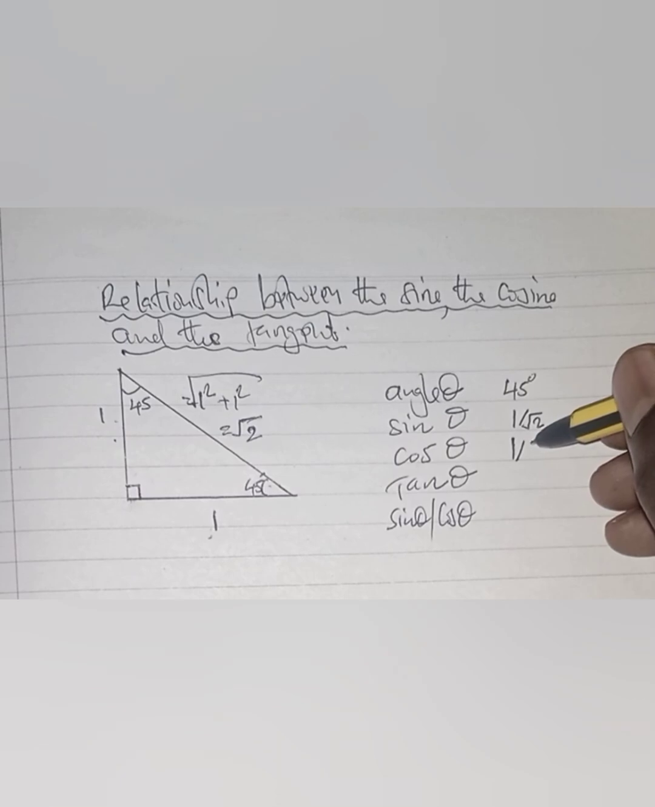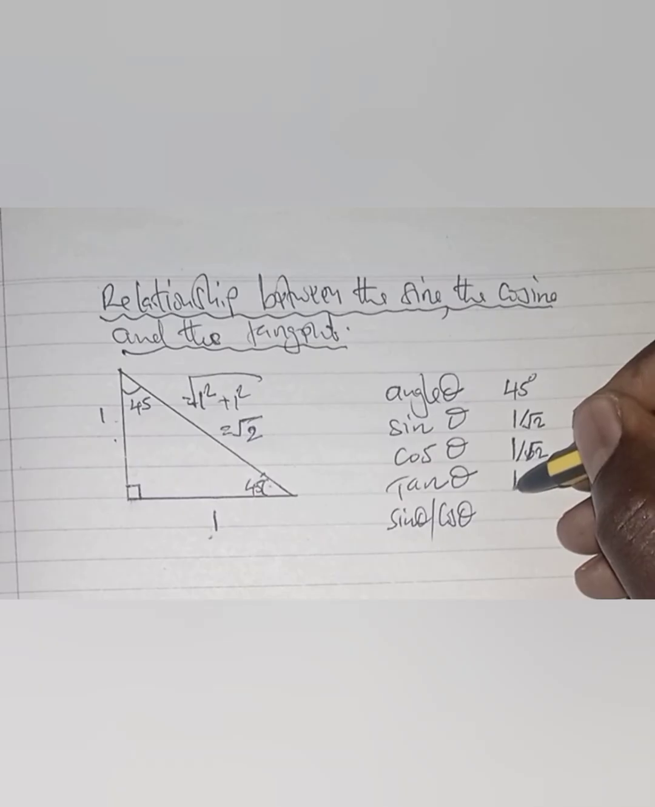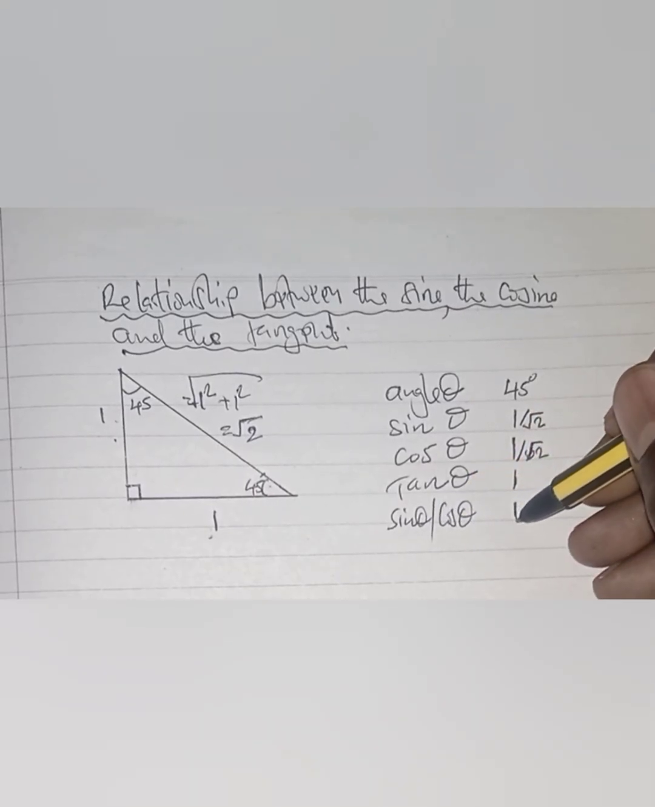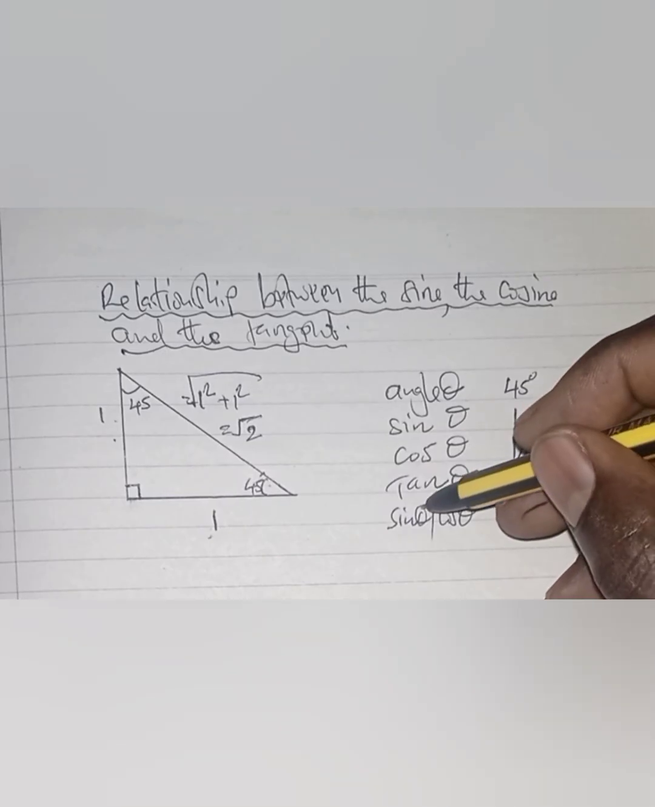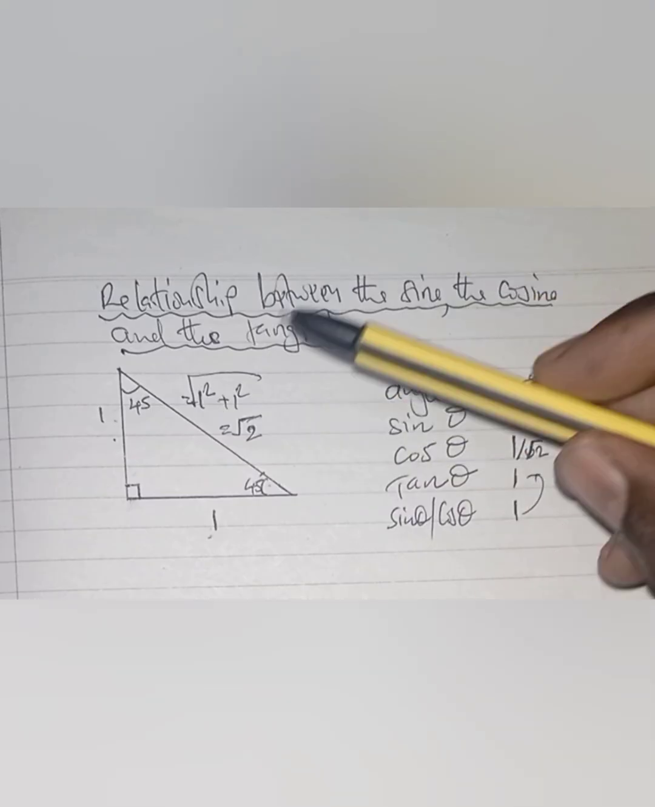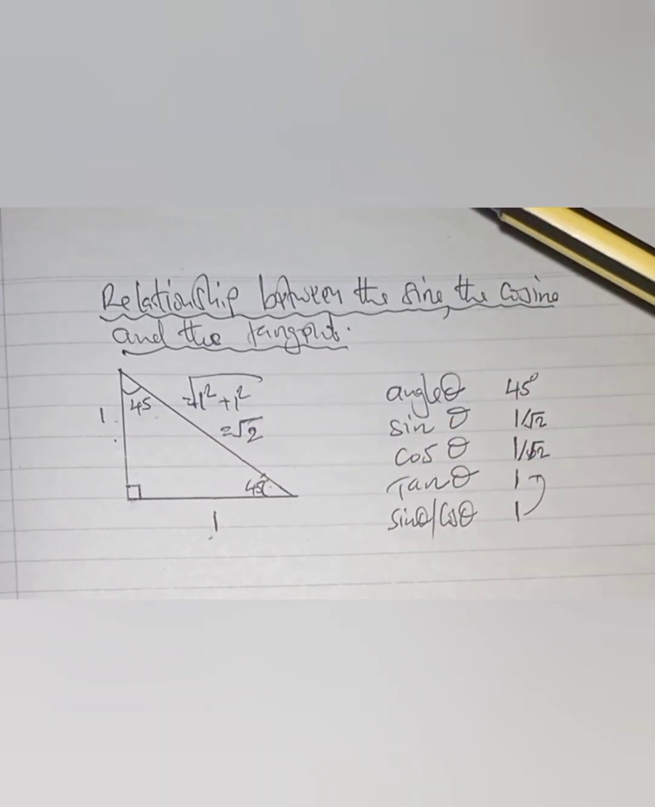Cos theta will also be 1 all over the square root of 2, because the adjacent side and the opposite side are equal. What about tan theta? Tan theta will be 1. Now divide sine theta and cos theta, you get 1. This reinforces that when you divide the sine and the cosine, you get the tan. And if this is the sine, the cosine will be this. If this is the cosine, the sine will be that.